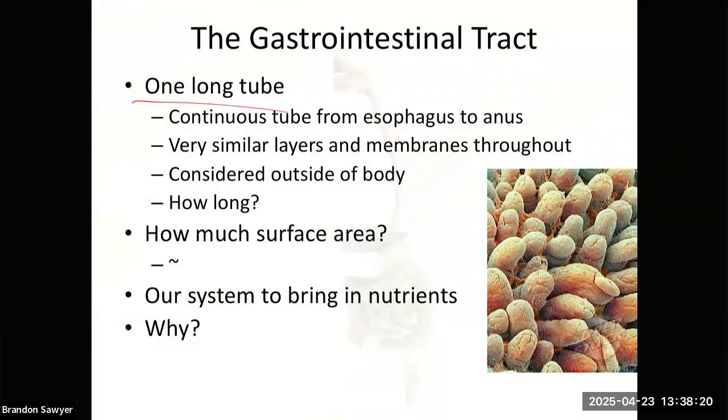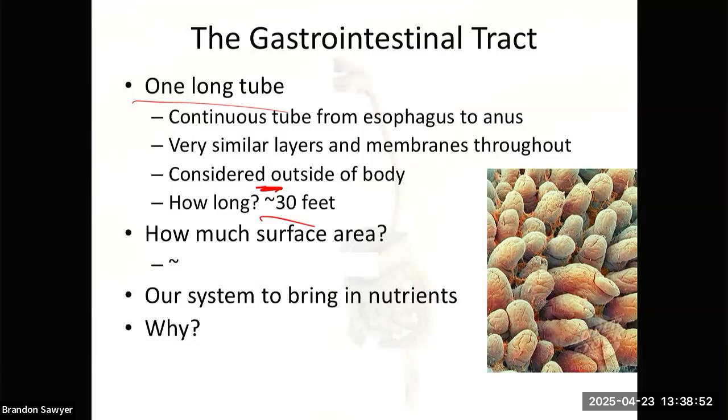We have some similarities throughout, no matter which part we're in. Anything that we get inside the digestive tract, starting in the esophagus, is considered outside of the body. We talked about this. When something is excreted into the digestive tract, that's considered outside the body. That's an exocrine excretion. The digestive tract is about 30 feet long. Most of that's in the small intestine. We'll look at the different portions in a second.